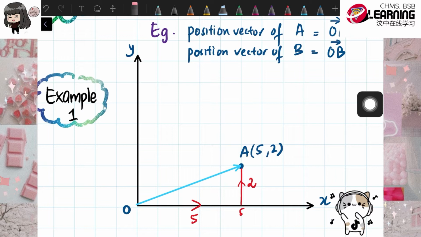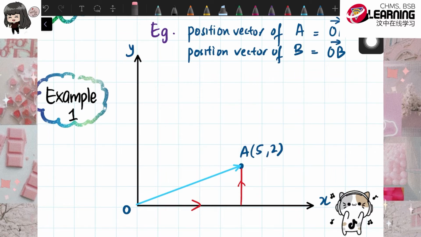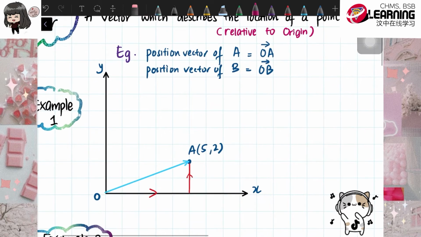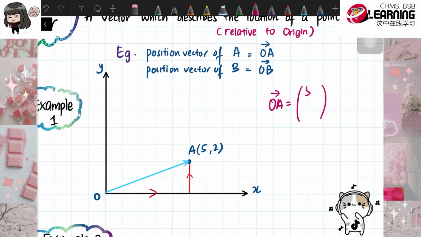So when we say position vector of A, we're going to write this in column vector form. So if I say OA, our position vector of A is 5, 2.